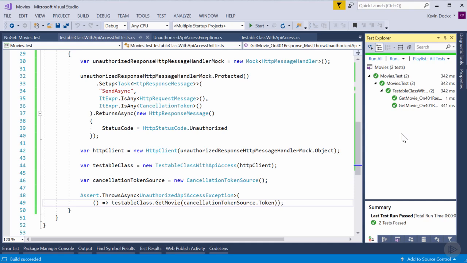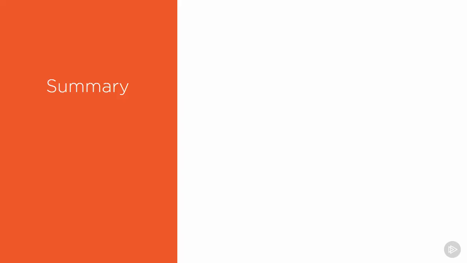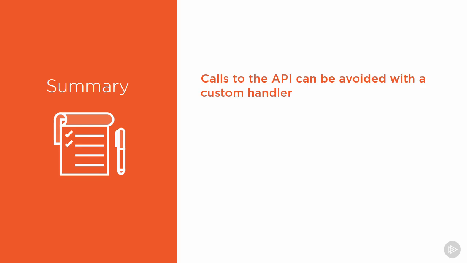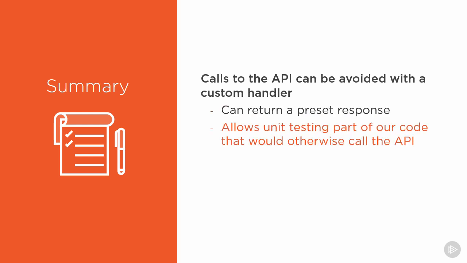And with that, it's time for the module summary. In this module, we learned how we can avoid calls to an API by creating a custom handler. That handler can return a preset response with or without content. Like that, we can unit test parts of classes and methods that would otherwise have to effectively call an API. One approach is to create a custom handler for each use case you want to test. We did that in the first demo and used that for the unit test afterwards.